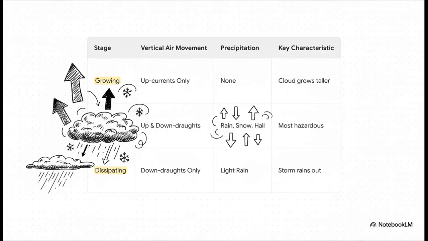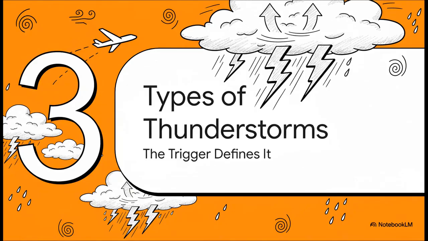Now this is a really important slide because it shows you the exact moment a storm gets dangerous. See, in the growing stage, all the air is moving up. But the second you see rain start to fall, you know it's officially hit the mature stage. And that's critical because that falling rain creates powerful downdrafts. It's that chaotic mix of violent upcurrents and downdrafts at the same time that makes this stage the absolute most hazardous for any aircraft.